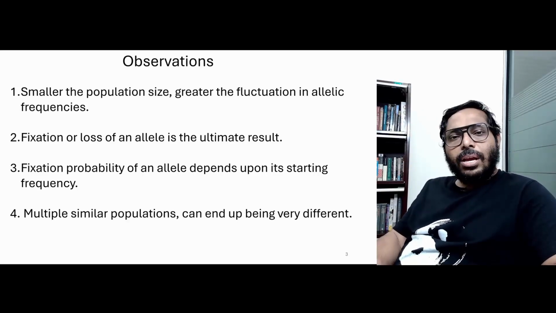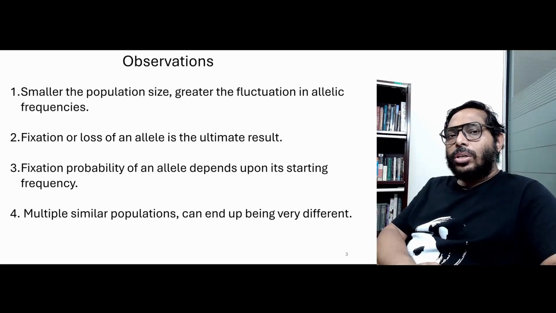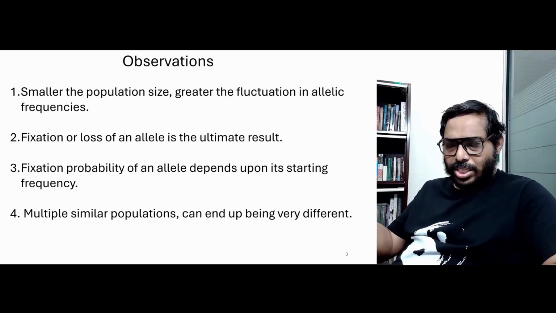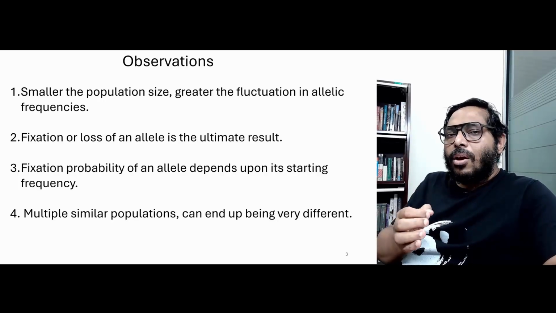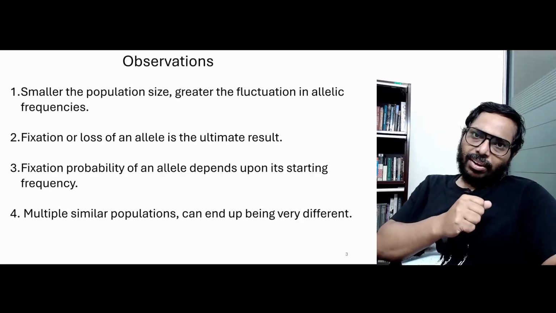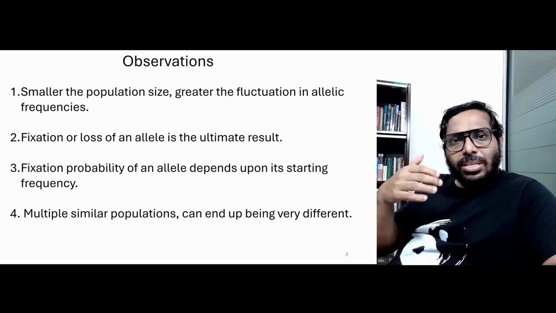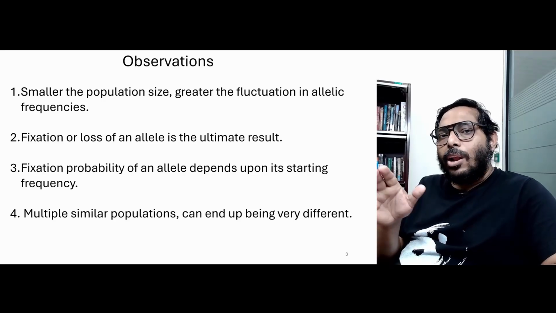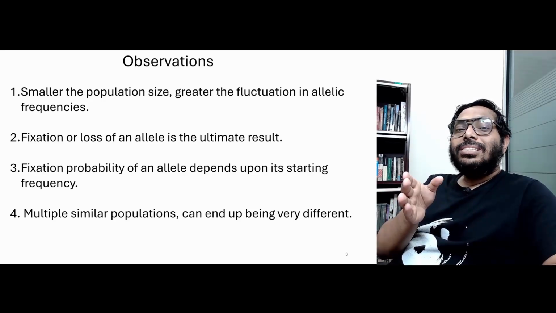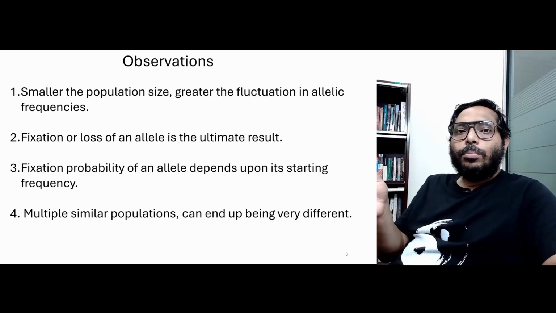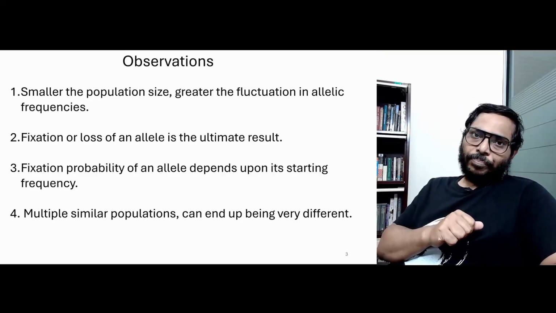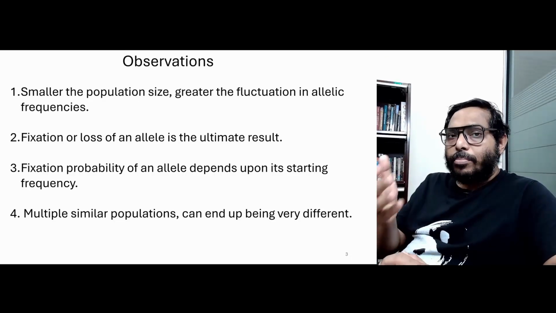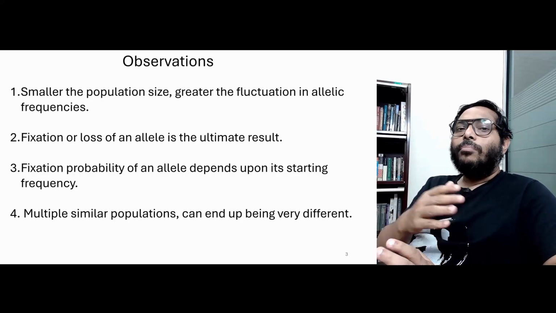The fourth very interesting point that we saw was, if we started multiple populations, replicate populations as we were calling them, each one with exactly the same starting allelic frequency, and then we just allowed them to run, then due to this sampling error alone, the frequencies of the alleles in these populations ended up diverging from each other. In other words, in terms of the allelic composition as well as the genotypic composition, they diverged from each other.